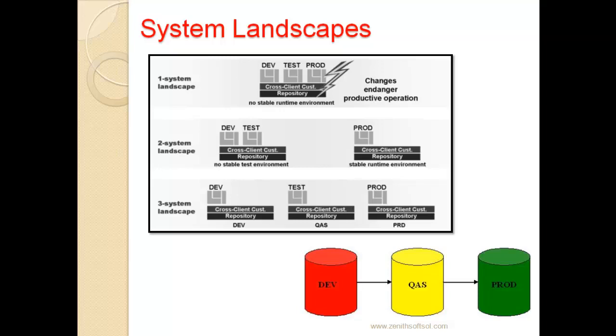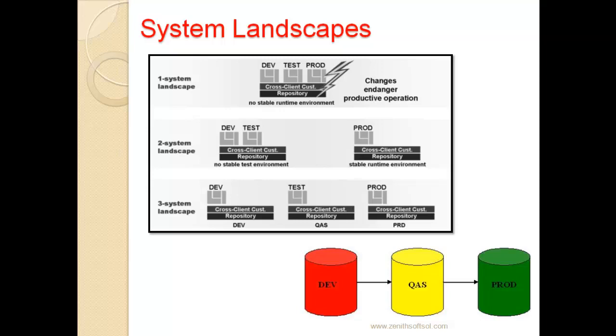A request will flow from development to quality and from quality to production, and not backwards. So any changes made in the development will be tested in the quality and then moved into the production. And once it has been moved to the production, you cannot revert back to the quality, which is a very important point to remember.